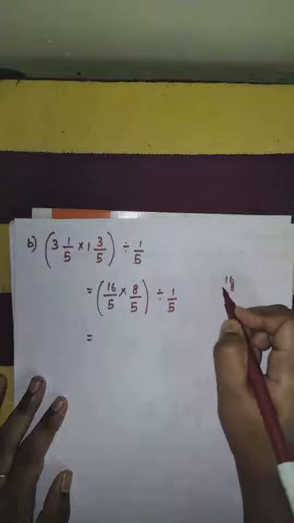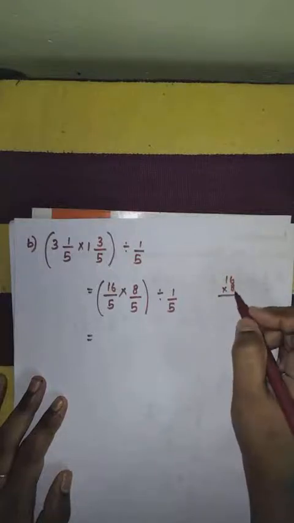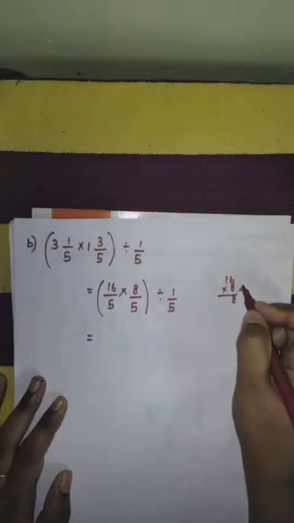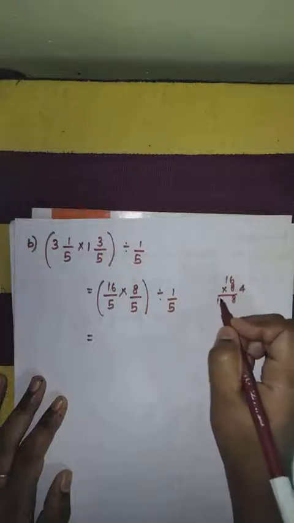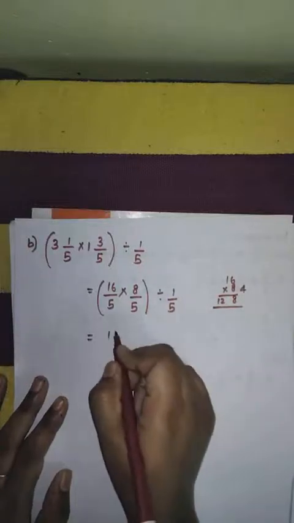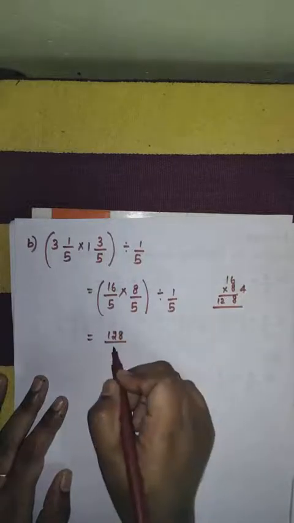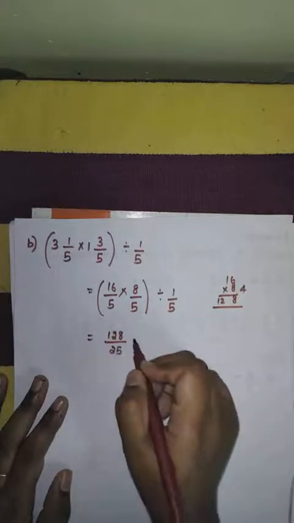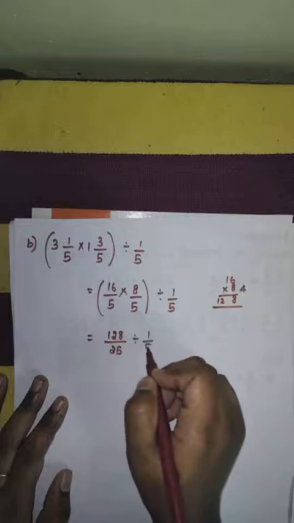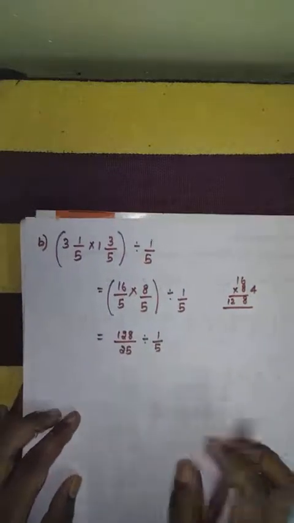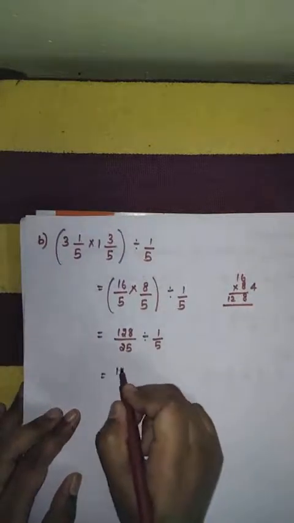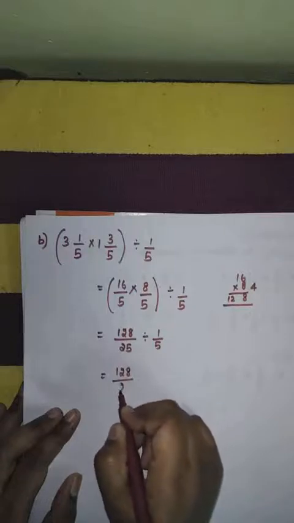What is 16 into 8? 6 8s are 48. Balance 4. 1 8 is 8, 8 plus 4, 12. So it is 128 divided by 5 5s are 25, so 128 by 25, divided by 1 by 5. Now go for division. Okay. So 128 by 25 divided by 1 by 5.